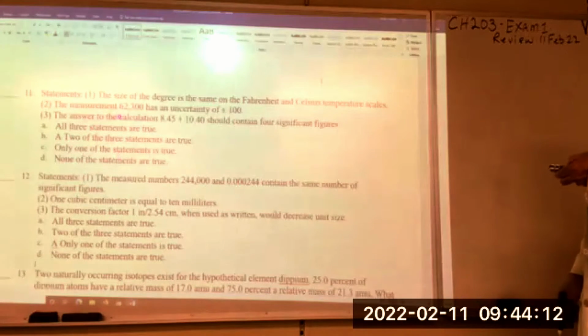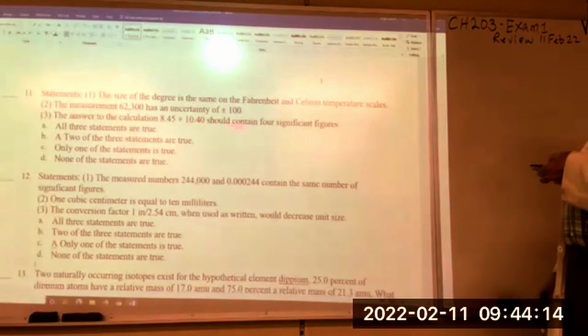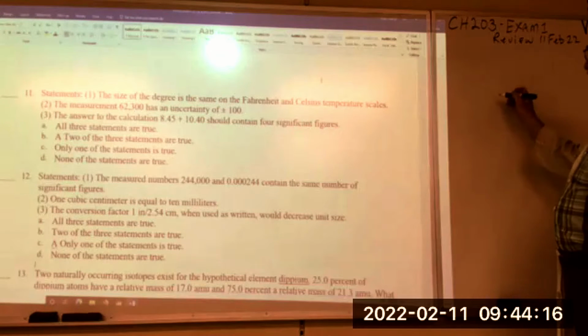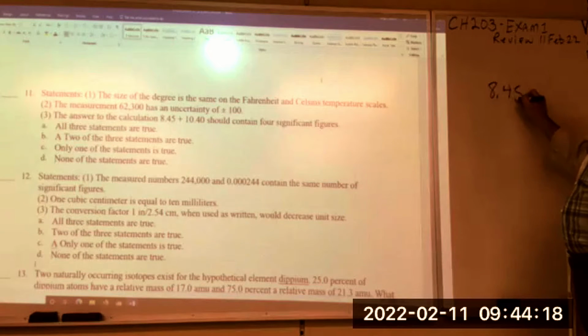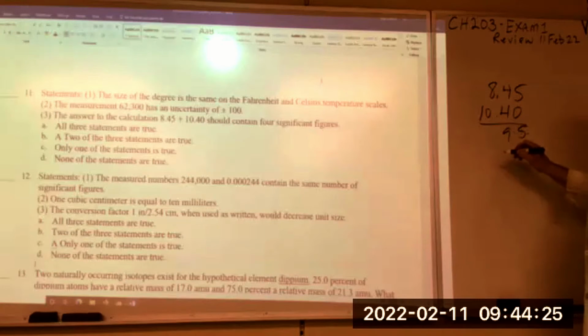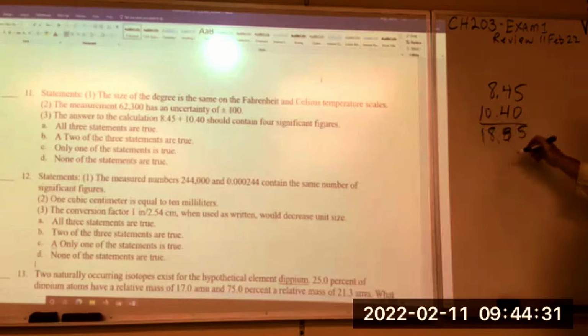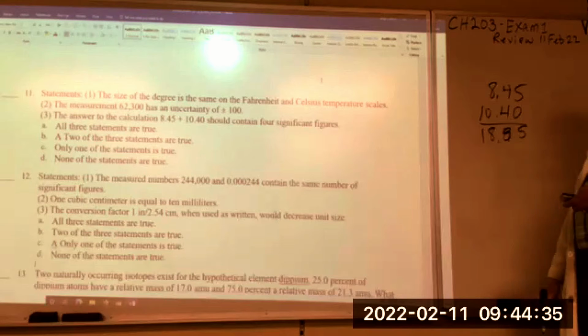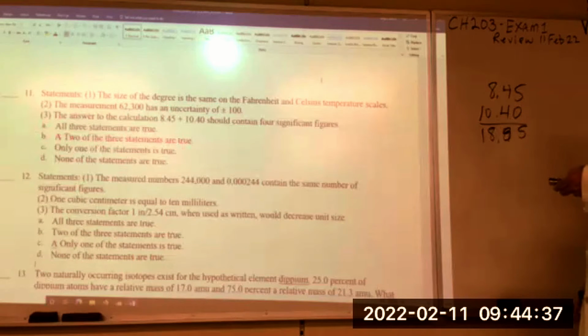The answer to the calculation 845 plus 1040 should contain 4 significant figures. 8.45 and 10.40. Yeah, we get to keep all of those. That's 4 significant figures. So 2 are correct.